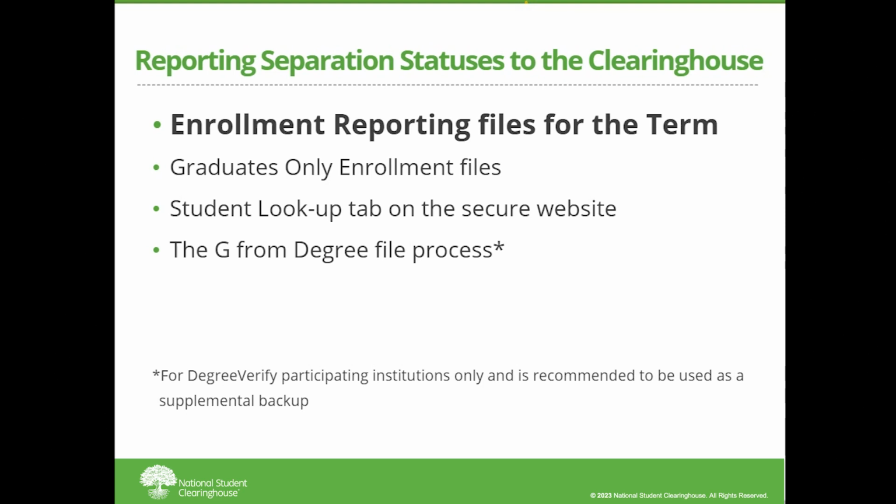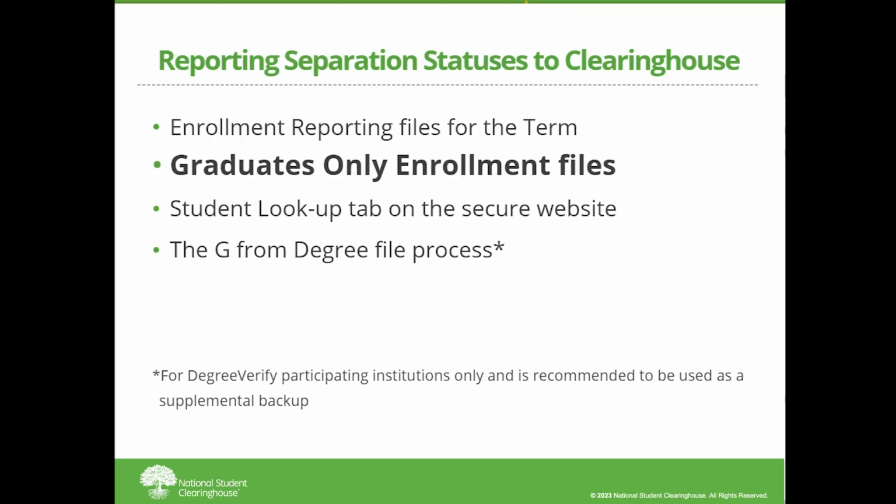As students enter into separation statuses during the term, students should be included in the next regular enrollment reporting file with the appropriate separation status applied to their record. This includes the final subsequent of term file for the term, also known as the end of term file. If you are unable to capture separation statuses on the end of term files, the most preferred method is to report them via a graduates only enrollment file.